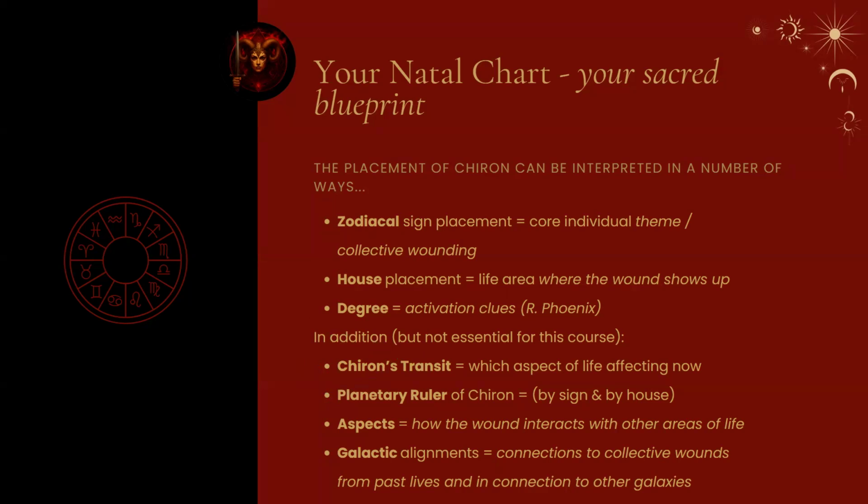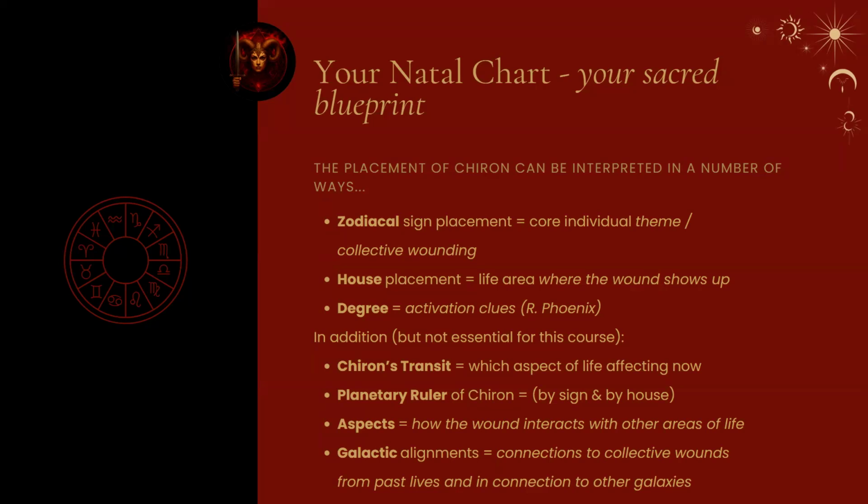Now, just so you know, the planetary ruler of Chiron is Mars. So wherever Mars is in your chart, whichever sign it's in and whichever house it's in, also gives you more information. And then this is a little bit more advanced, but we can look at aspects. So we can look at the angle of Chiron to other parts of your natal chart. I'll show you an example of this in just a moment.